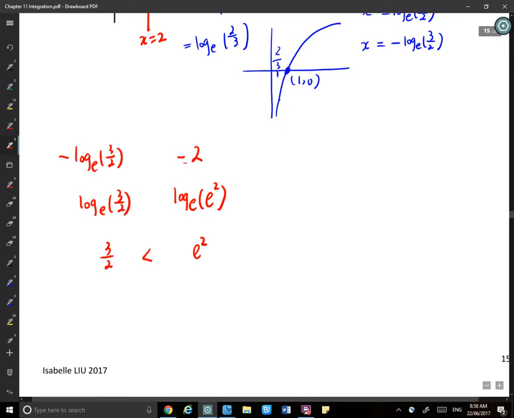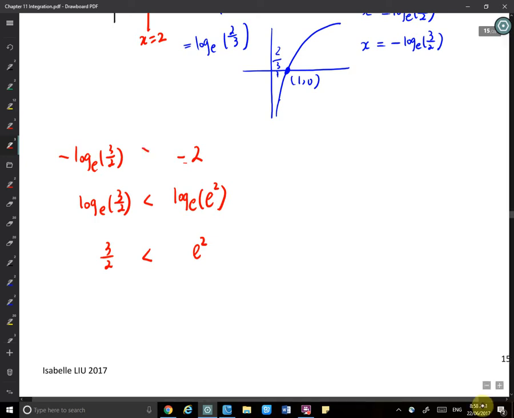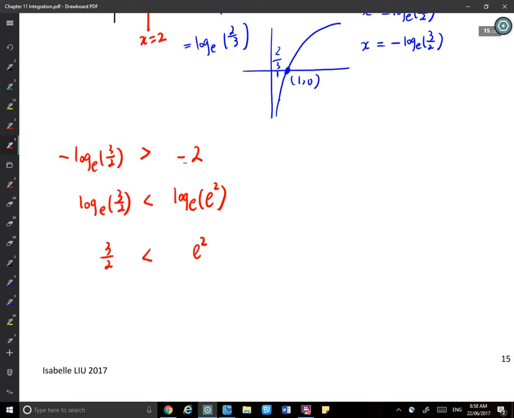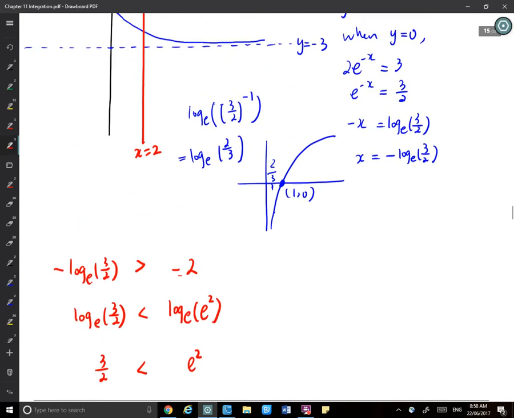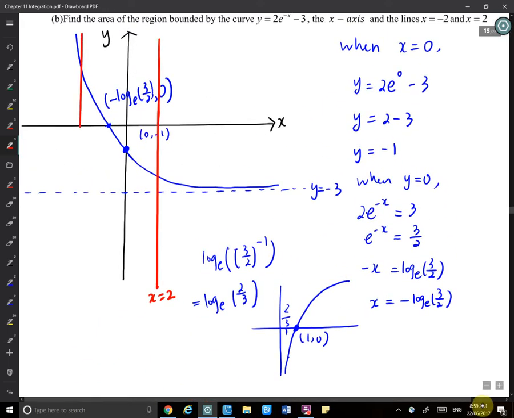So log e 3 over 2 is the smaller value, because the larger the value you put into log, the larger the log you will have. But if that is smaller than that, then with the negative sign this value will be greater, because you flip the sign. So negative log e 3 over 2 is greater than negative 2, which means negative 2 will be to the left of this point. Negative 2 is smaller, so it is to the left of that point. That's how you compare values. So I will sketch negative 2. My negative 2 will be here.